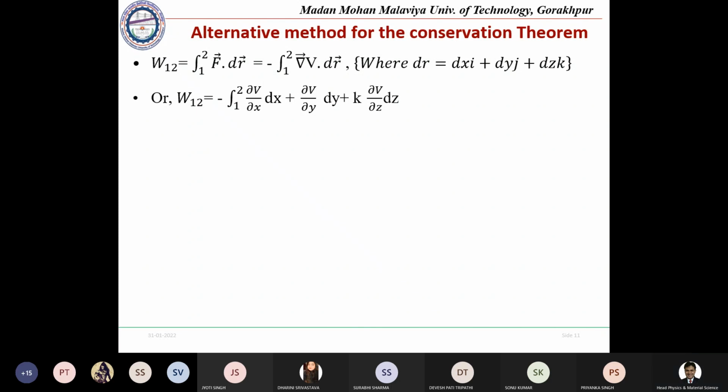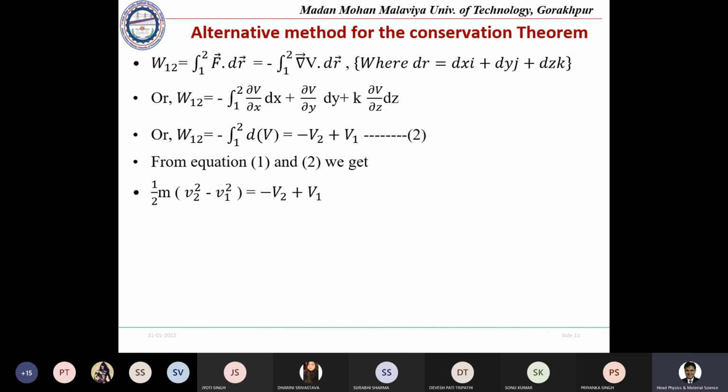W12 is equal to minus integral 1 to 2 of (del V upon del x into del x plus del V upon del y plus k times del V upon del z), and finally it will be equal to minus integral 1 to 2 of dV, and that is minus V2 plus V1.